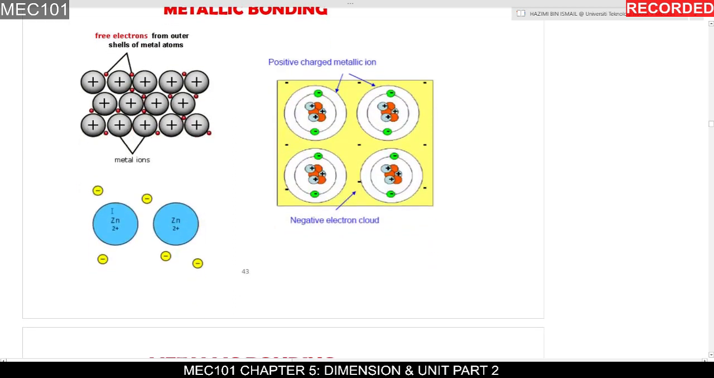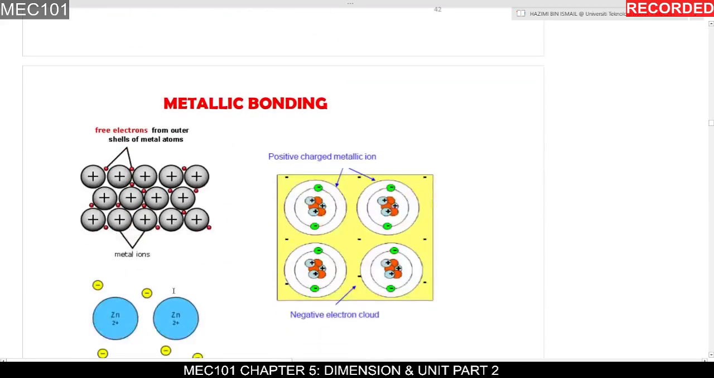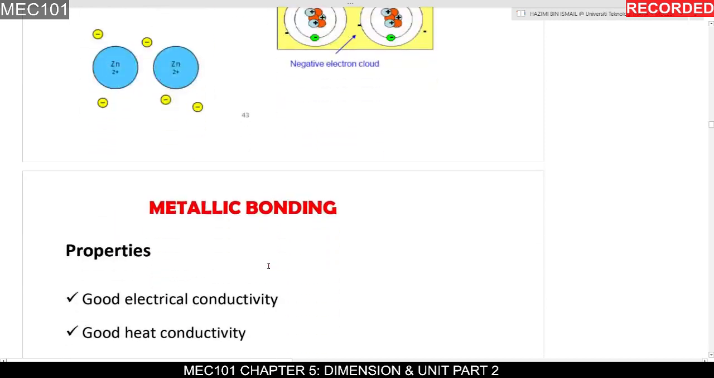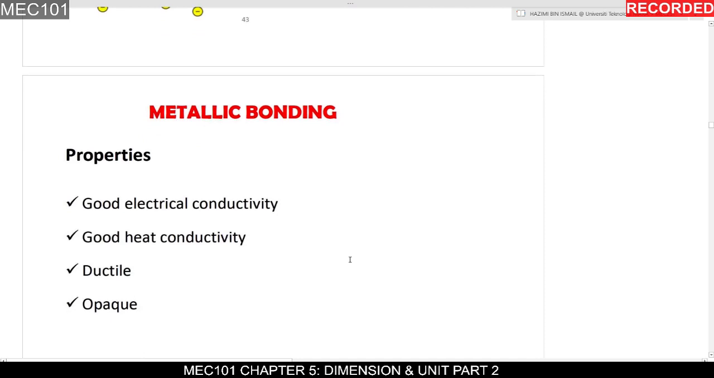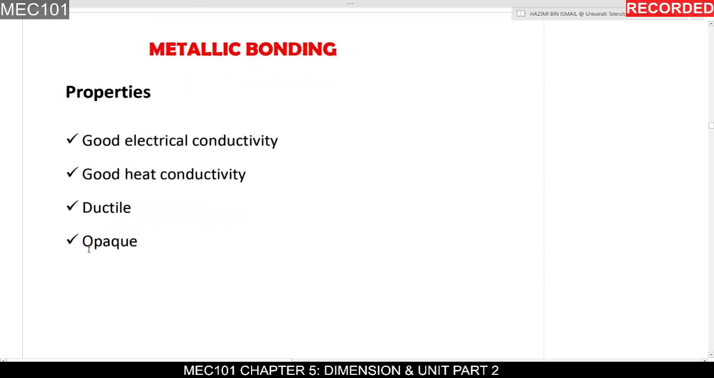Okay, so let's say this is the zinc. Cation of zinc, ion of zinc. So the sea of electrons here will attract between the positive charge in the zinc and the negative charge in the electrons themselves. So that's what we call the metallic bonding. So the properties of metallic bonding, as we know, metal has good electrical conductivity. Metal also has a high heat conductivity, but it is ductile and opaque.